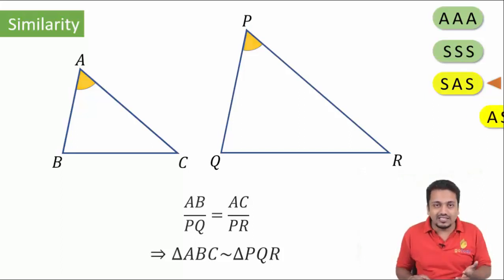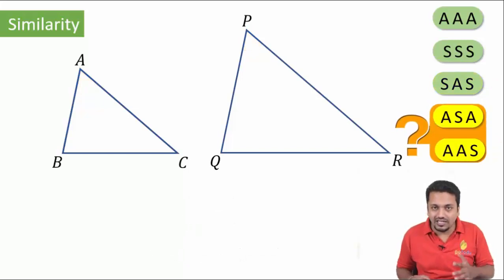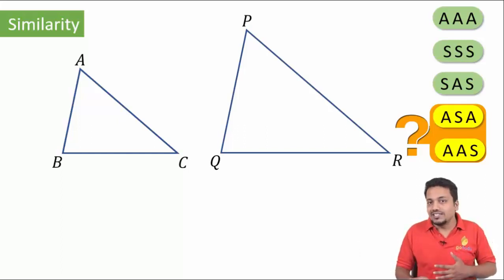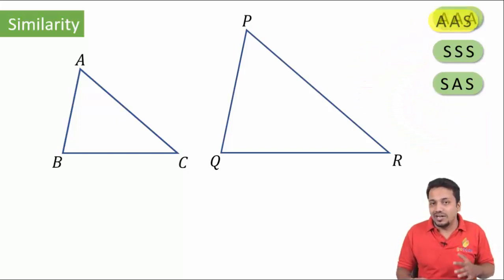What about ASA and AAS similarity? Do they exist? Well, if two corresponding angles are equal, like in both these cases, then the third one will automatically be equal as the total sum is constant, 180 degrees. So these two conditions are nothing but AAA similarity in disguise.